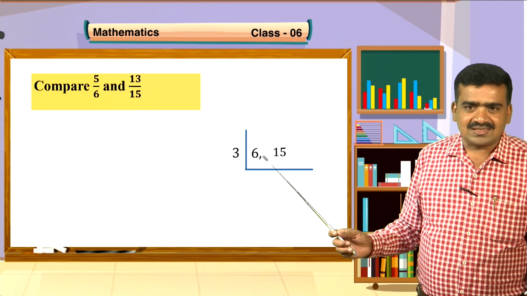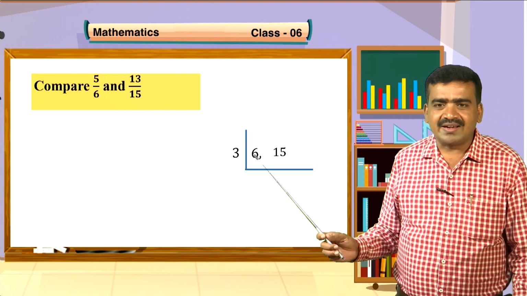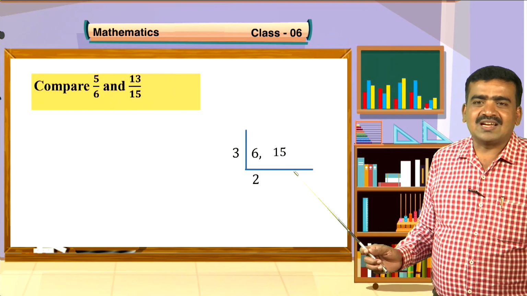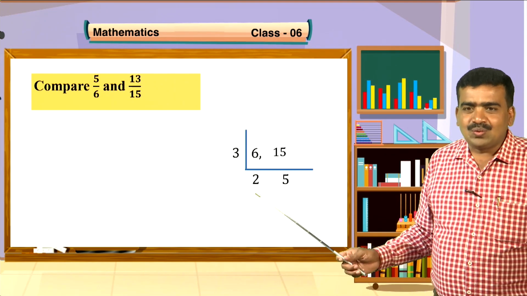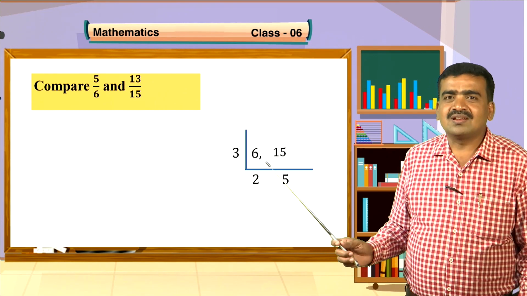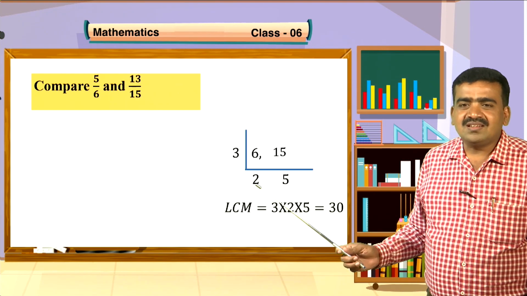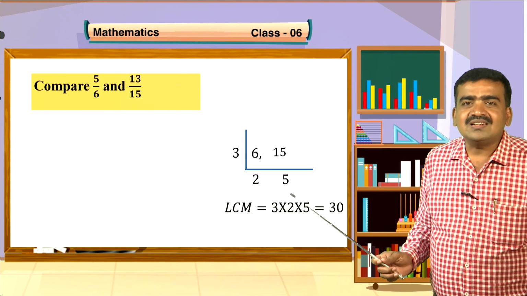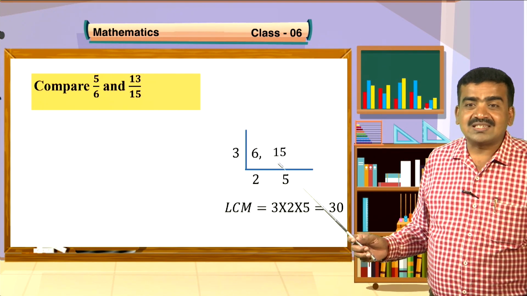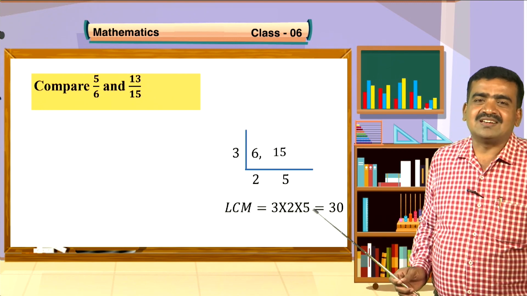Here 6 and 15 are multiples of 3, that is why I am dividing 6 and 15 by 3. 3 2s are 6 and 3 5s are 15. 2 and 5 are not possible to divide further with a common number. Therefore, we have to multiply 3, 2 and 5, that yields us the LCM. That is, the LCM for 6 and 15 is 3 into 2 is 6, 6 5s are 30.